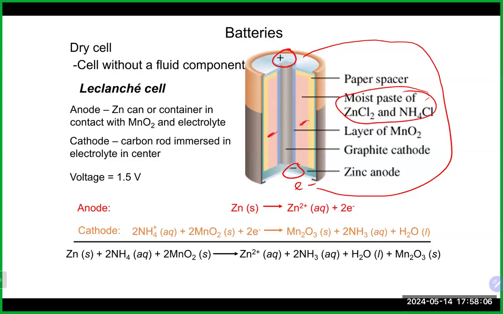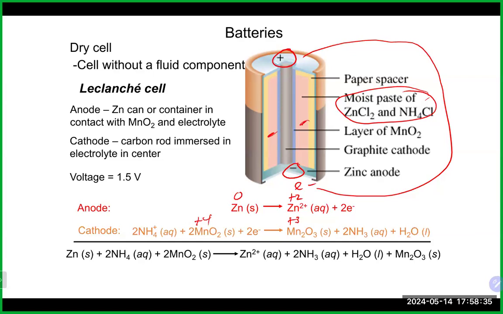So if we look at the anode side here, we see our zinc going from 0 to +2, being oxidized in this particular case. And on our cathode side, we do see a gaining of electrons as it goes from a +4 to a +3 situation happening there. Overall, this is the overall reaction that is occurring.